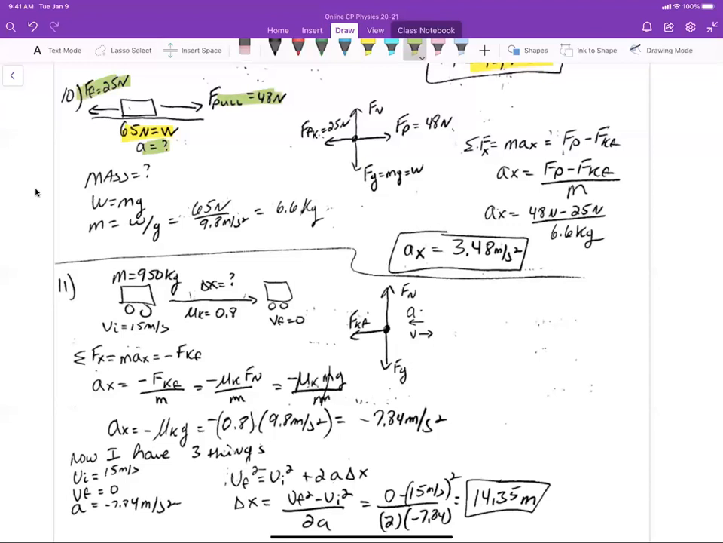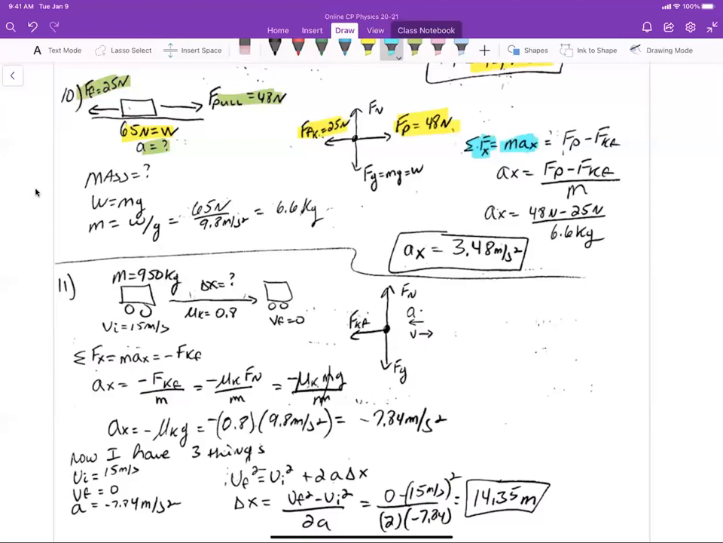So let's draw a picture, or I did draw a picture. Now let's look at our free body diagram. I have my pull to the right, I have my force of friction to the left, I have force normal, force of gravity, and they want to know acceleration. Notice the two forces in the x direction, 48 versus 25, are not equal to one another. I will have acceleration, so we will sum the forces in the x direction. It'll equal the object's mass times acceleration.